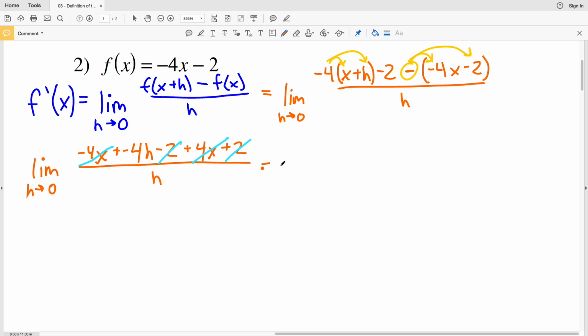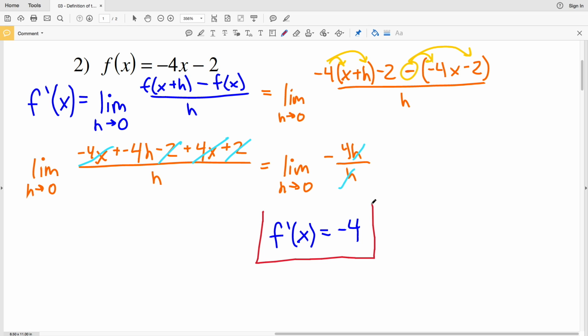So I'm left with the limit as h approaches 0 of negative 4h over h. But now you can see that negative 4h divided by h is a negative 4. So I have the limit as h approaches 0 of the constant negative 4, which is negative 4. Therefore, in function notation, my derivative of f of x is equal to negative 4. So that's my answer in number 2. Let's move on to number 3, where we're going to be dealing with an exponent.